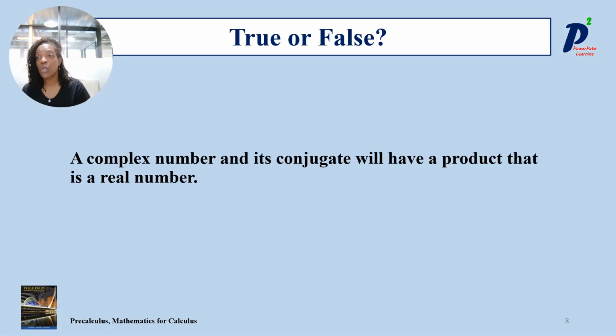Well done today. You should feel comfortable applying the formulas for multiplying and dividing complex numbers in polar form. So before you go, turn to your classmate and discuss. A complex number and its conjugate will always have a product that's a real number. True or false? I'll see you in the next lesson.